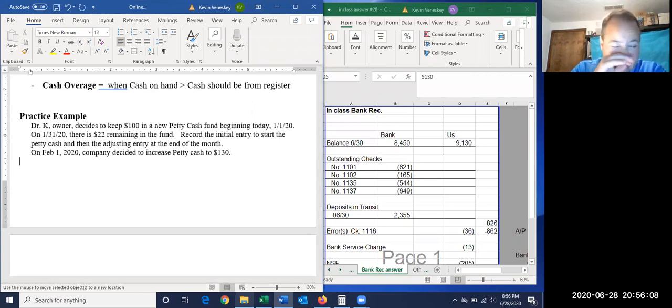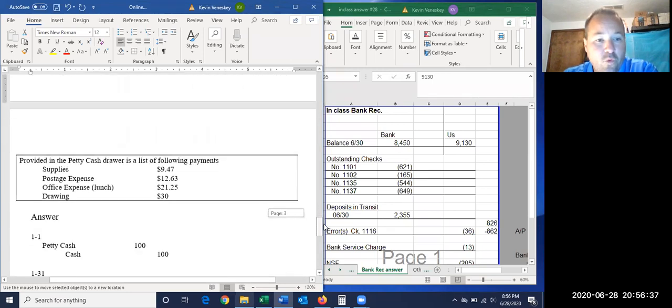So the owner of the Dr. K, he's the owner of his office, the practice that he has, and he decides to open up a petty cash fund to pay for small little things, today being the first of the year. And then at the end of the year, we count up the drawer and there's $22 remaining in the petty cash drawer. So what we're gonna do is record this initial opening of petty cash, and then we're gonna record what the drawer says.